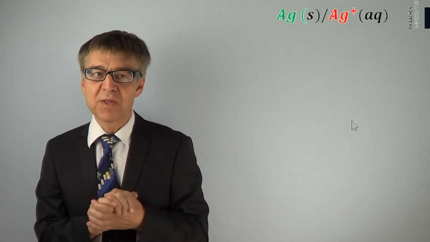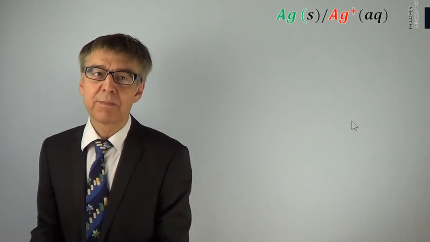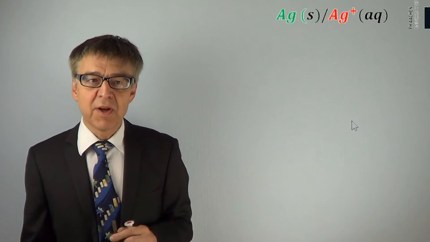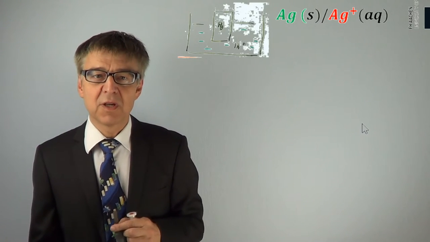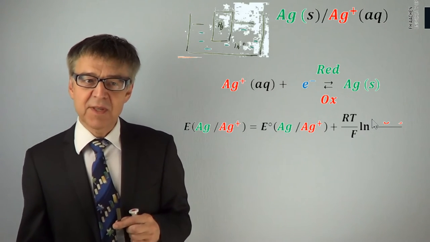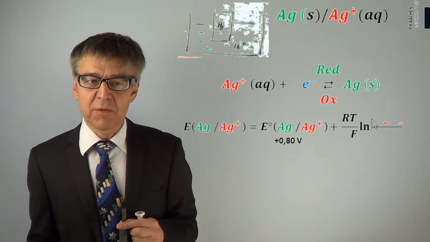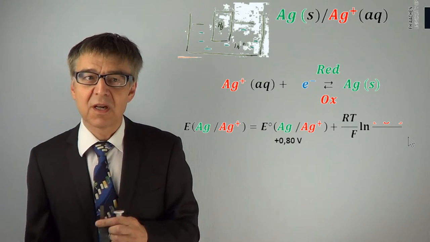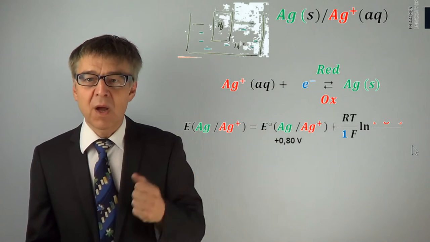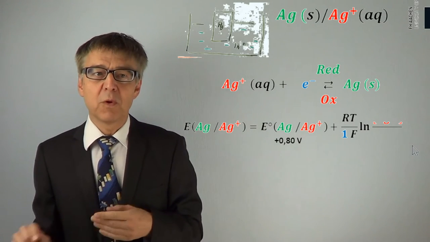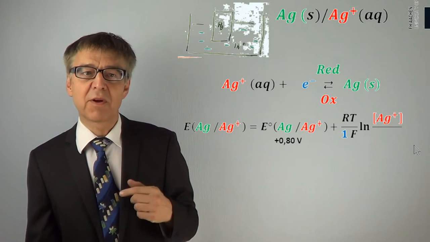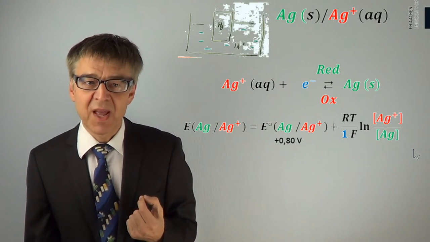A metal electrode is easy to build. Just submerge a metal into a solution of its salt. The Nernst equation for a silver electrode will be as follows. The electrochemical series gives 0.8 volts for the standard reduction potential. One electron is involved in the transfer reaction. The argument of the logarithm will be the concentration of the silver ion over the concentration of the silver metal.